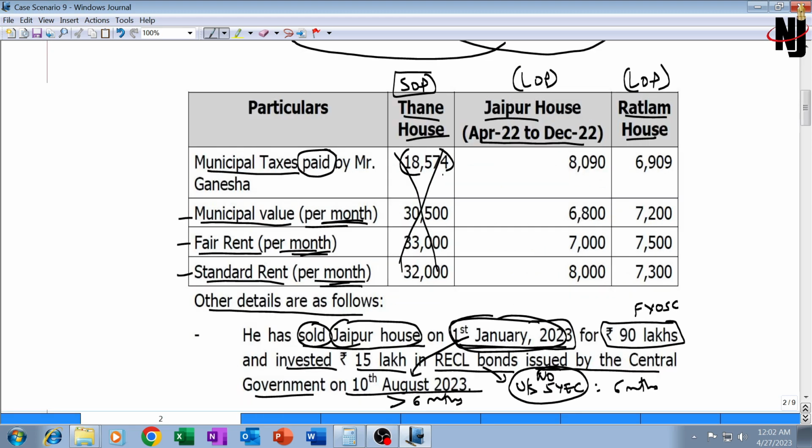In order to calculate the GAV NAV, we have the details given here. Thane property is SOP, so Thane property NAV will be nil. Remaining details are given to us, but actual rent is given down the line. So let's just write down actual rent. Actual rent for Thane property will not be there. It will be there only for Jaipur house and Ratlam house. Here Jaipur house is given first and then Ratlam house is given.